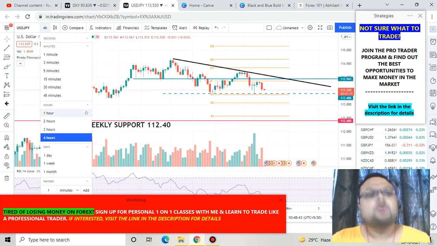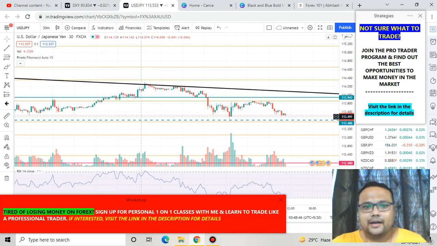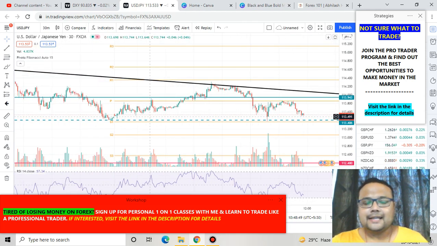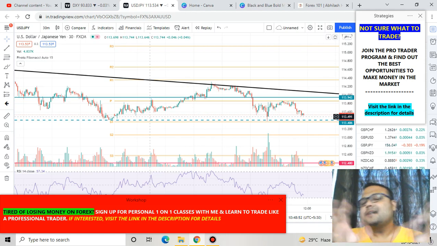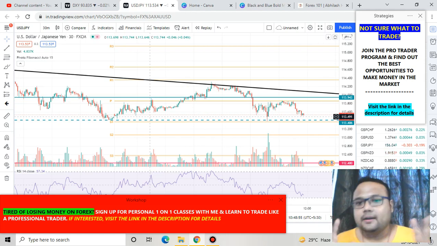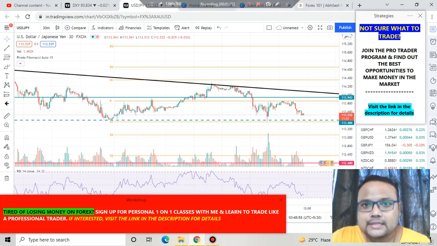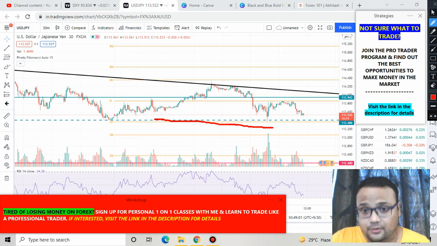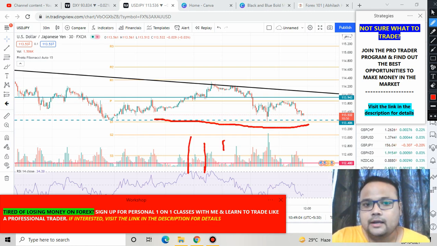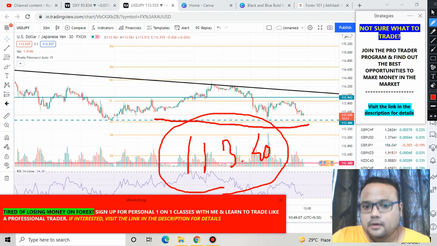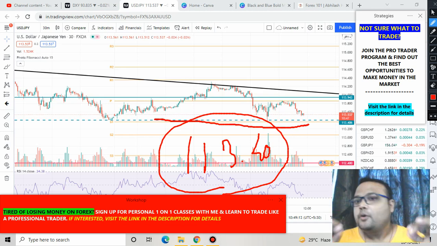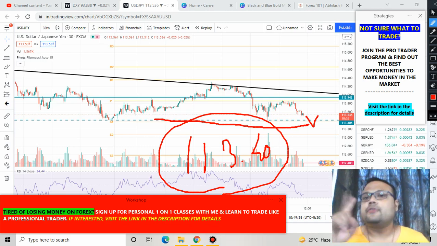But if we switch to a lower time frame, right now I have switched over to the 30 minutes time frame, then you can see that there are certain opportunities that we can avail. First of all, at the bottom we have a support at 113.40. Whenever the market comes down to this level, it takes support and bounces from this level. So if the market bounces again from the level of 113.40 like this, you can go for buy, and that is your first trading opportunity.